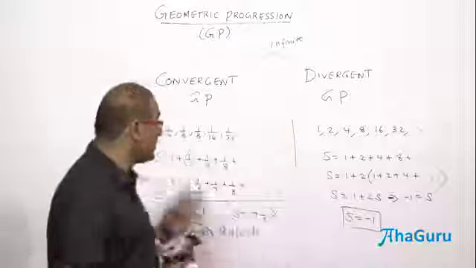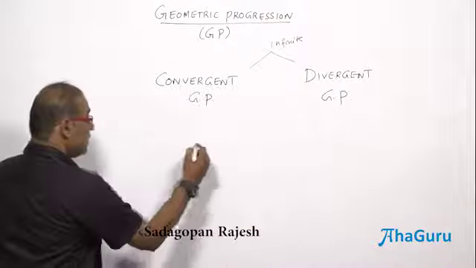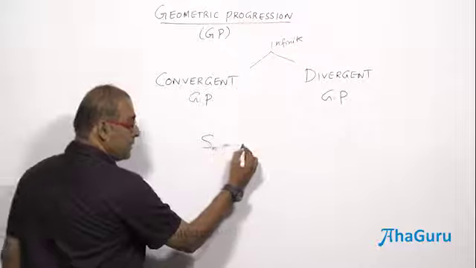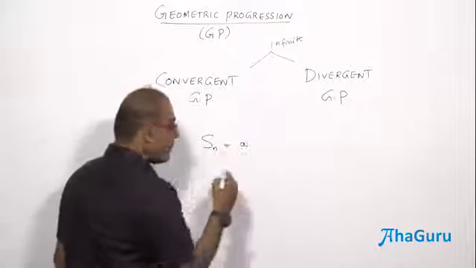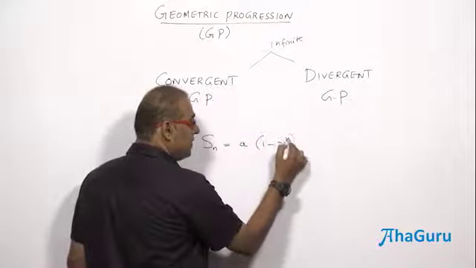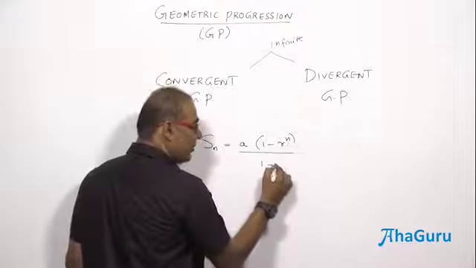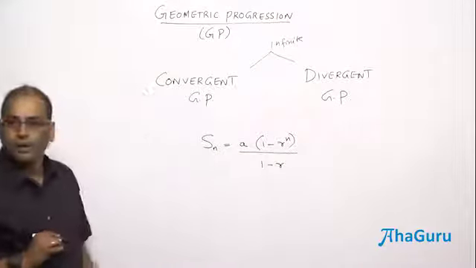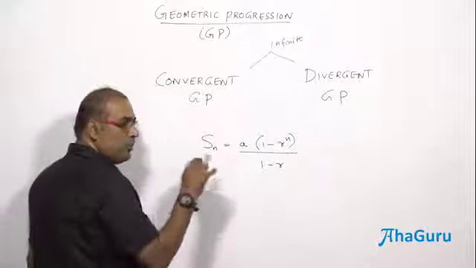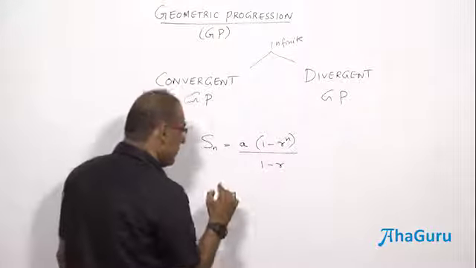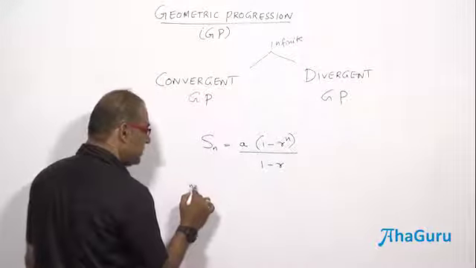Okay, now let me do the same thing in the formula. First, n terms. What's the formula we got? A into 1 minus r power n by what? 1 minus r. If my n is going to be infinite, so what will become the formula when n becomes infinite?